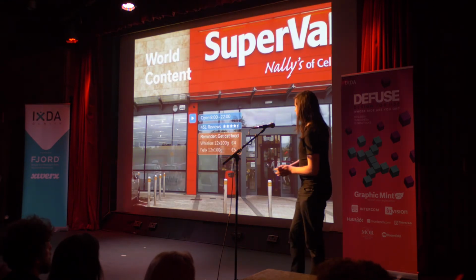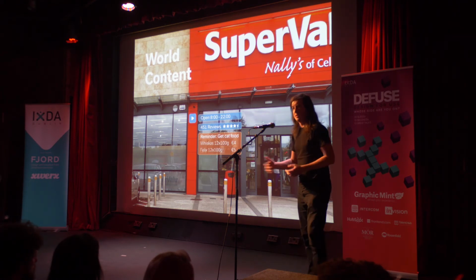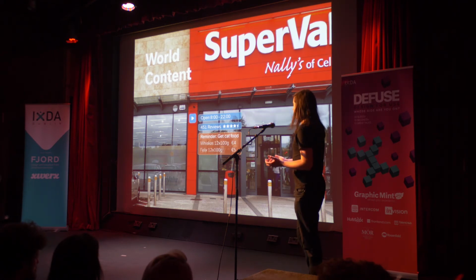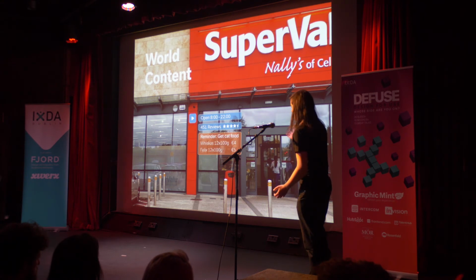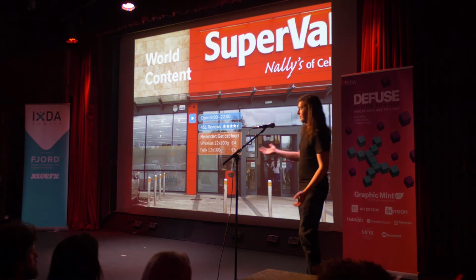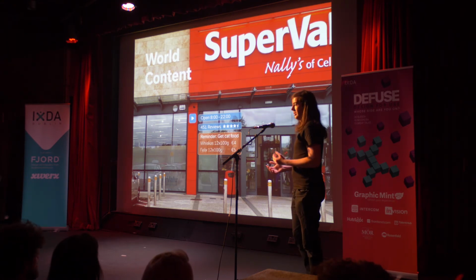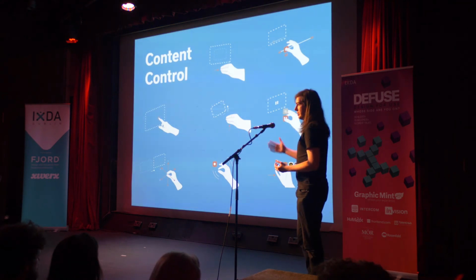But on the other side of that, there's also the idea of world content. This would be like Google's automatically generated results, where if you had a reminder on your phone to buy cat food, it would know, and it would get contextually relevant information and place it where it needs to be.